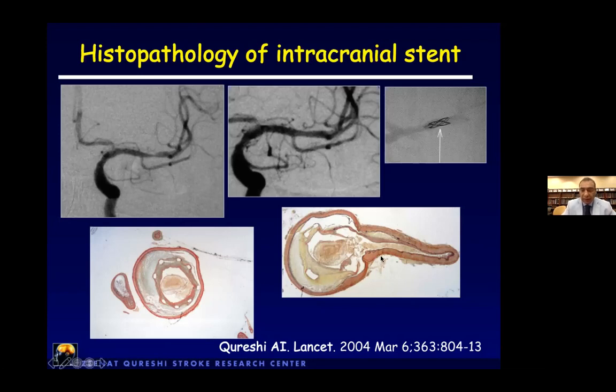And this is a lenticulostriate artery. I've always been concerned that if you're putting a stent across the origin of a small penetrating artery like the lenticulostriate artery, you may occlude the blood flow to these small arteries. Here you can see that there's enough space between the struts of the stent that the origin of the lenticulostriate artery is not affected, and the artery itself remains patent after stent placement.